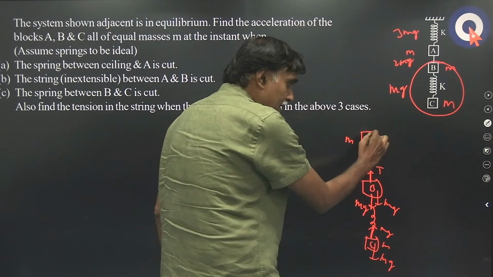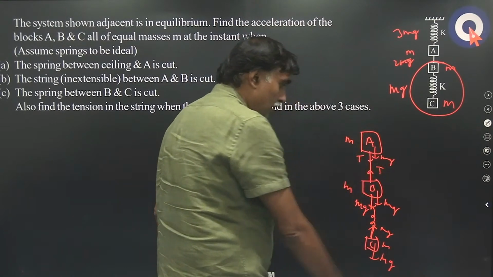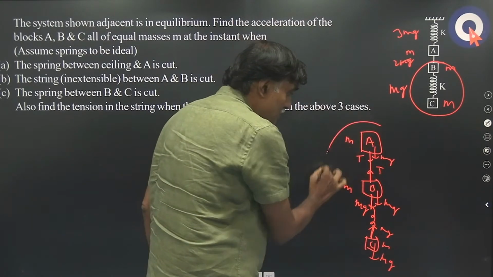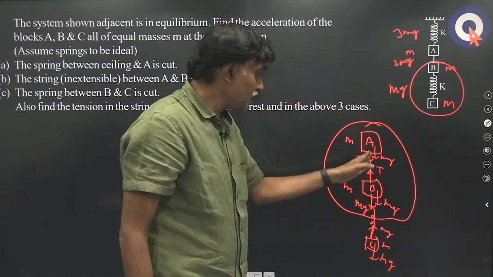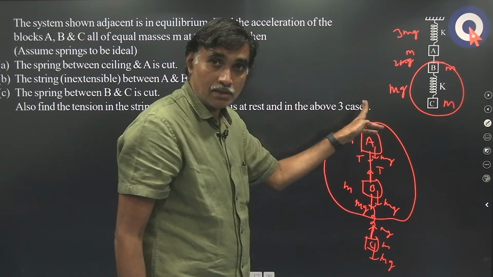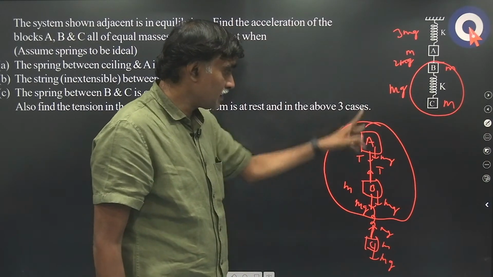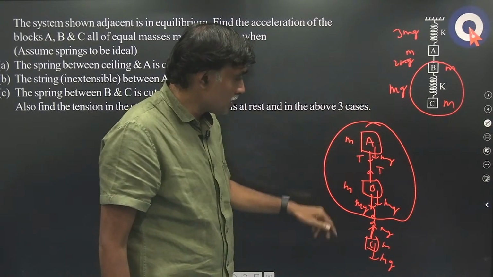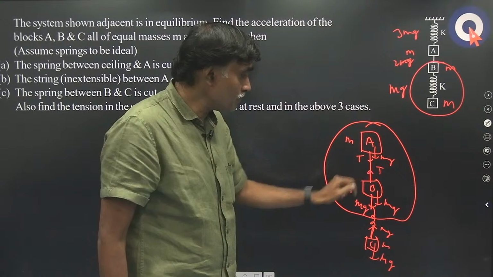Then what are the forces acting on this block? This is mg downwards and T downwards. Now if you consider these two as system, one block is below, other block is above, and this string is tight just before this is cut. Now will it remain tight now? After this spring is cut, this is the position. Next moment, will this string remain tight or will it become loose?